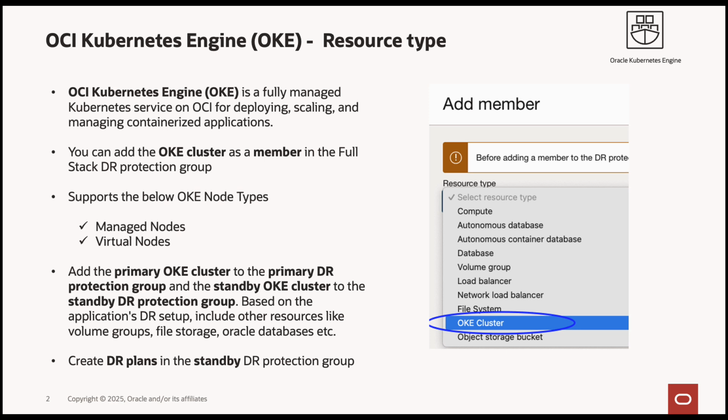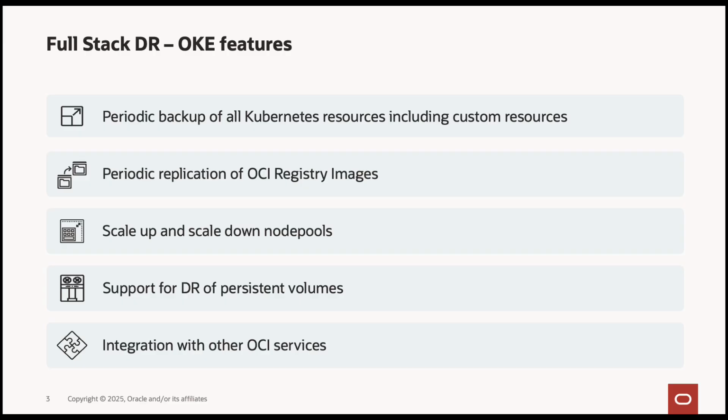Once everything is available, you can add the primary OKE cluster to the primary DR protection group and the standby OKE cluster to the standby DR protection group. Based on the application DR type, you must include other resources like volume groups, file storage, Oracle database, etc. in the respective DR protection groups. Finally, create DR plans in the standby DR protection group. Let's look at some of the important features.